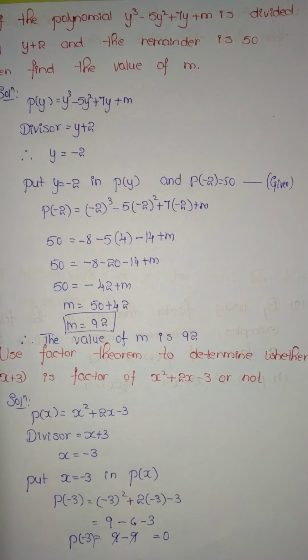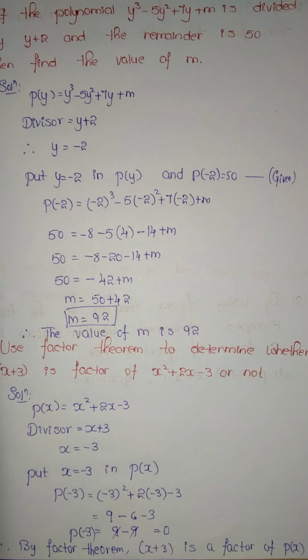At the last, write down the statement: therefore, by factor theorem, x plus 3 is a factor of p of x, the given polynomial. So here p of x equal to 0. So if 0 came, then the given term is a factor. If 0 did not come, then it is not a factor. So it completes our question number 7. Next, move on to question number 8.